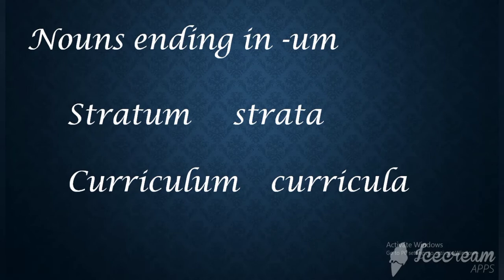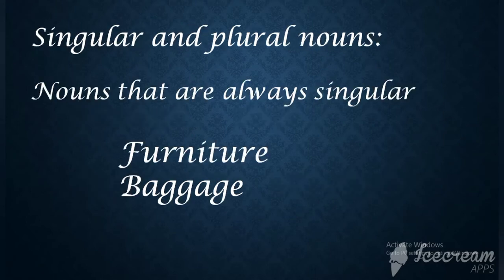Okay, so this is for the nouns ending in um. Now singular and plural nouns, nouns that are always singular. Here are a few different types, things that you should keep in mind. A few nouns which might be thought of as countable do not have a plural form. Some nouns always remain singular.